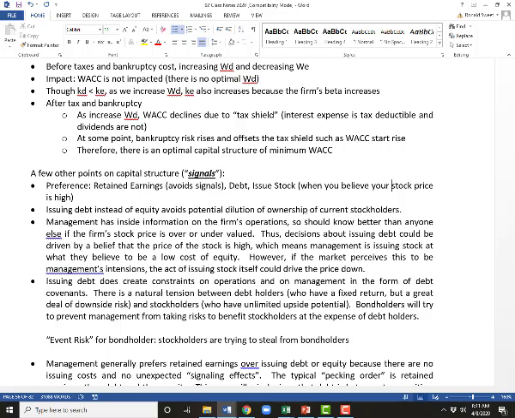But then management doesn't want to be in the position of telling the stock market that they think their stock price is too high, and that's what issuing stock does. Also, issuing stock is dilutive. It dilutes the ownership shares of your current stockholders. So that's another reason management does not like to issue stock.